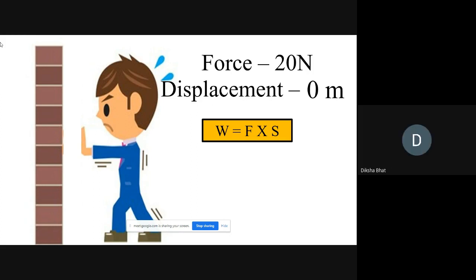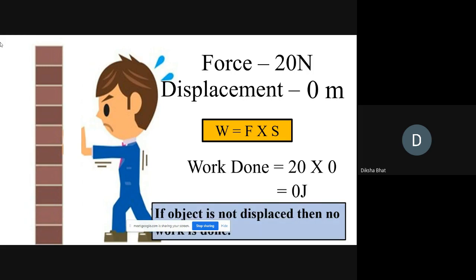Yes. Let's go step by step. Let us substitute these values. We will get 20 multiplied by 0. So the answer will be 0. So work done in this case is 0. So if an object is not displaced, then no work is said to be done.